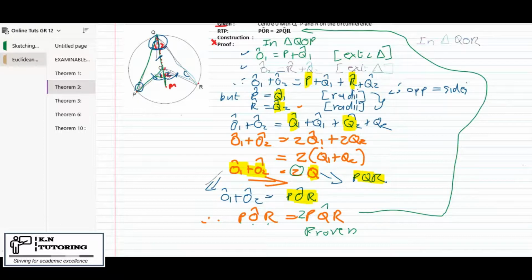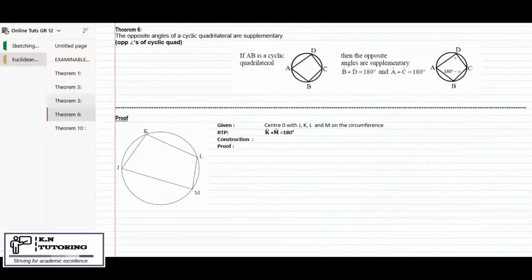Okay, let's move over to the next theorem. Theorem number 6, one of the ones that are examinable, says the opposite angles of a quadrilateral are supplementary. Opposite means the ones that are facing each other. In terms of the reasoning, it says opposite angles of a cyclic quad.